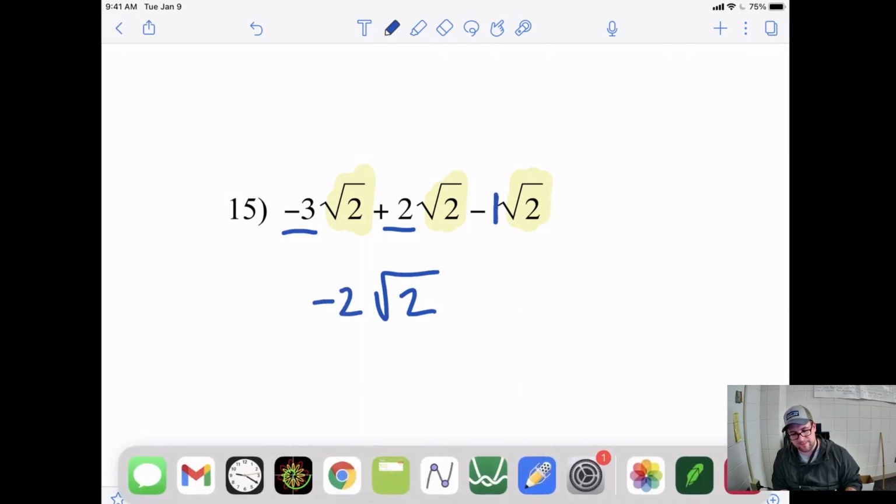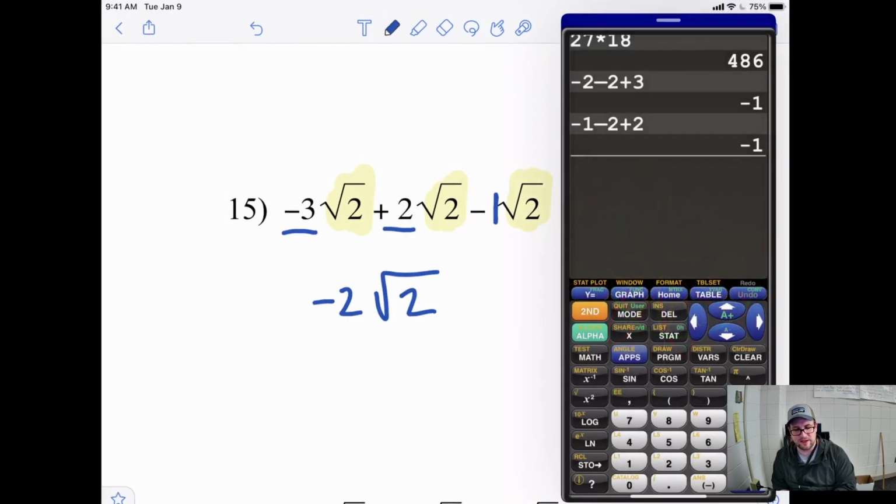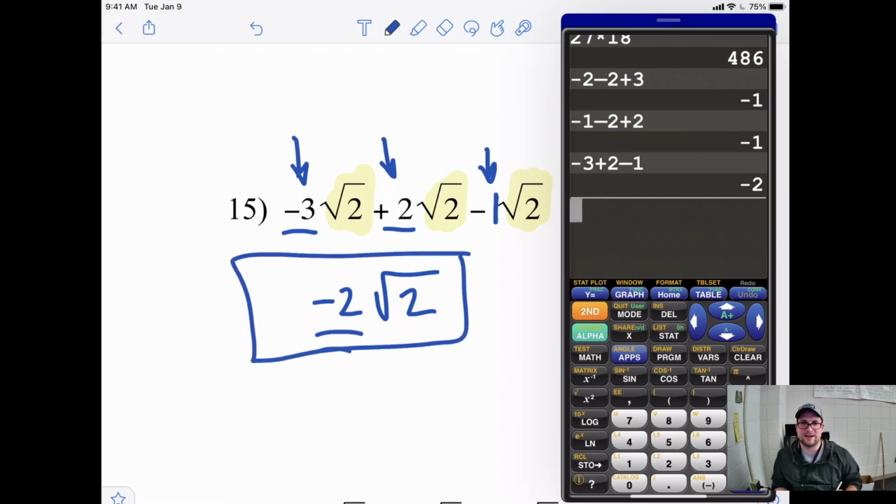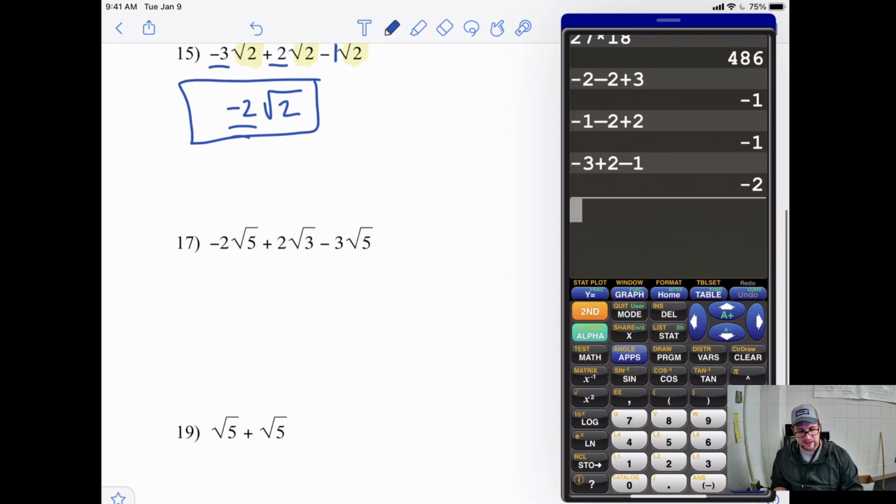Now remember, you can always use a calculator to help you out on that too if you want to. So -3 plus 2 minus 1. Notice that these are all just the outside numbers. We don't worry about the inside if we get like radicals. When we hit enter, we get -2. That's why that shows up there, which is why that is our answer. Right? Like radicals are the best.